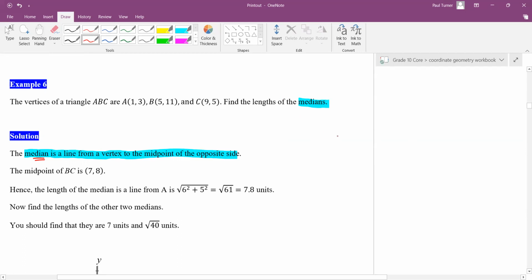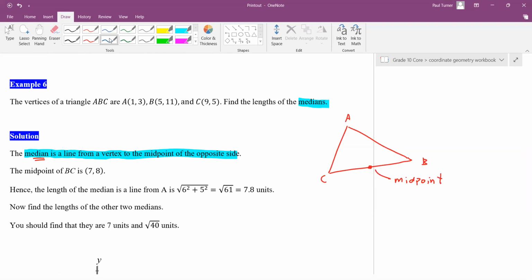So if you've got a triangle, any triangle, A, B, and C, now the median from A to CB. You need to find the midpoint of CB. So that's the midpoint, and the median is this line here. That's the median line from vertex A to the midpoint of the other side. So these have been bisected here. These are equal lengths.